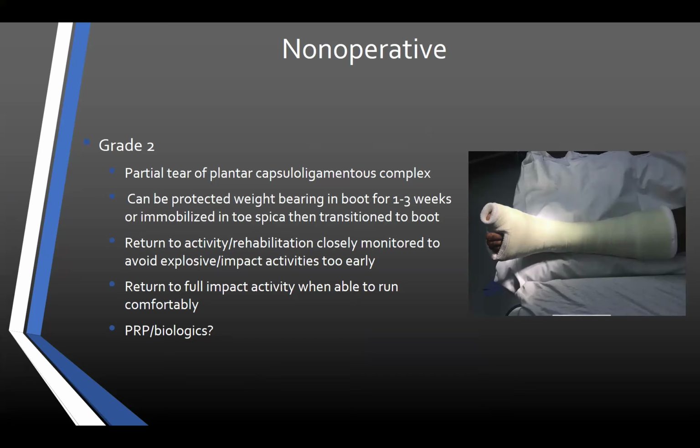I guess from this picture, this looks more like a post-op cast, but I'm sure you could probably put it on in the ER if you really needed to.